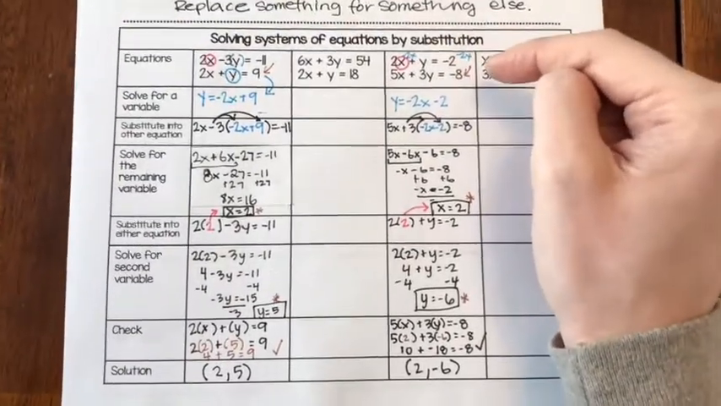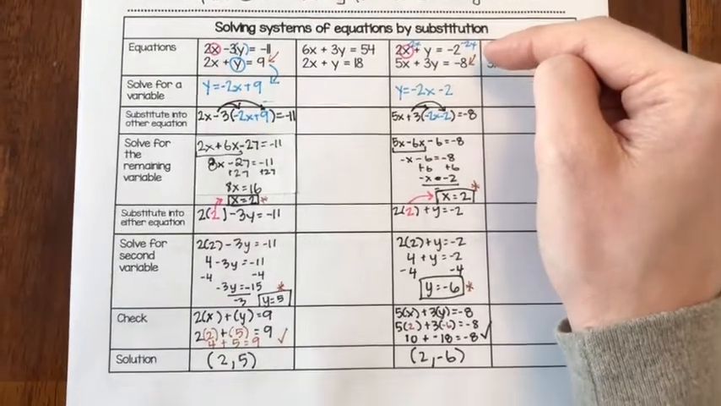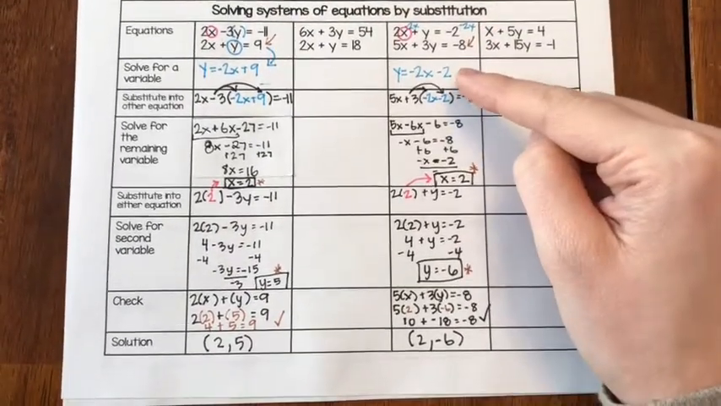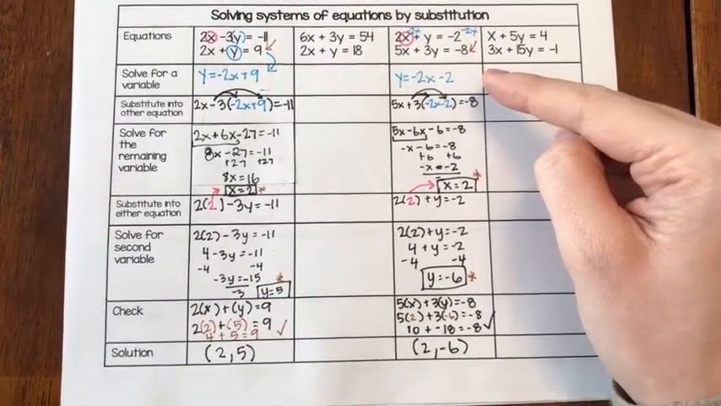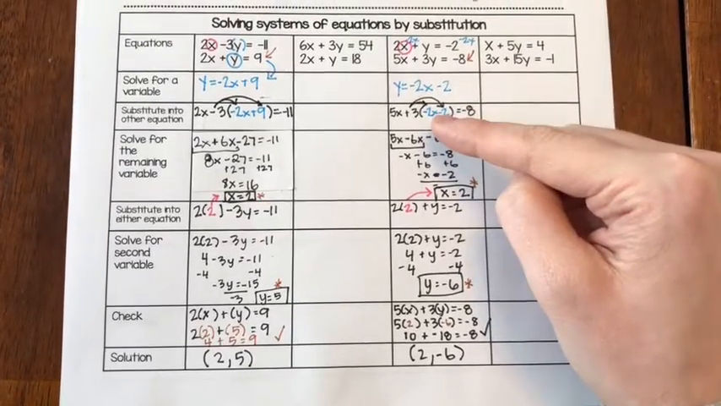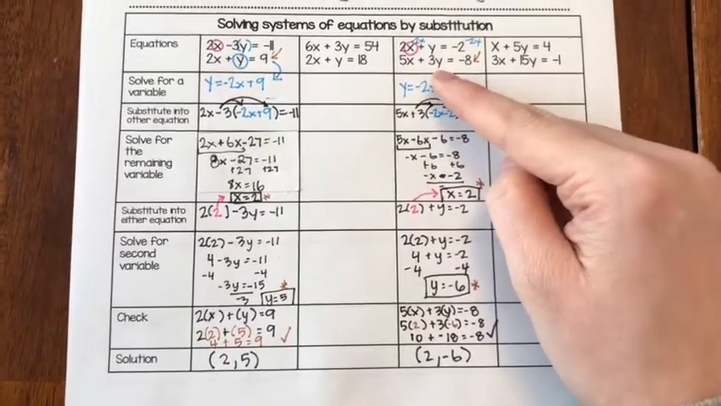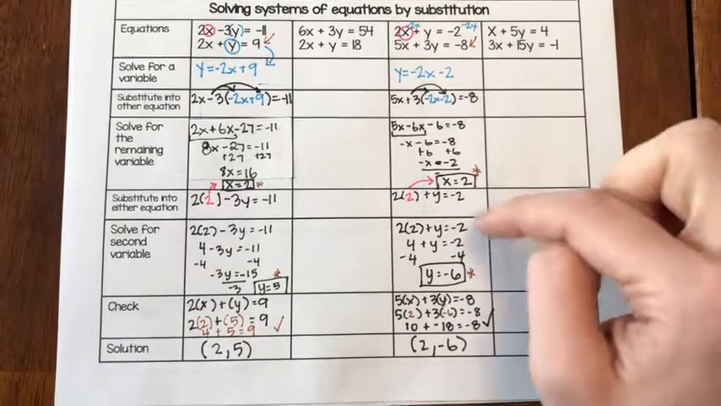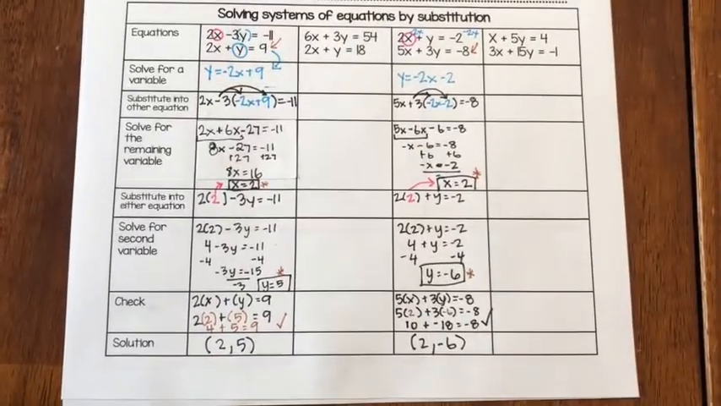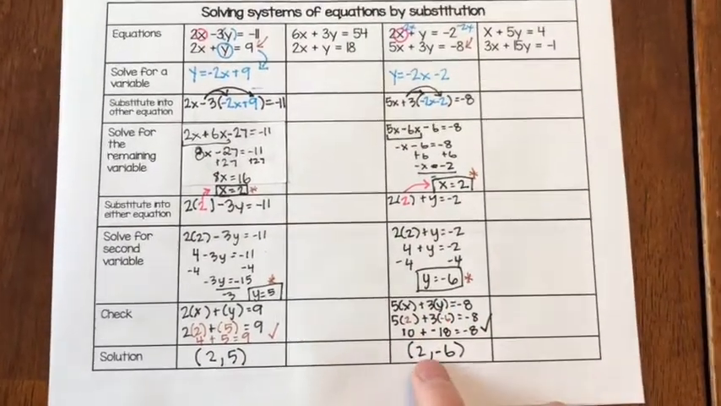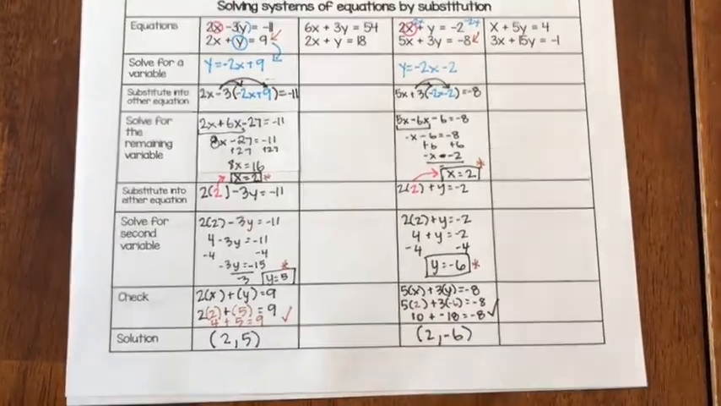Okay, so real quick, I chose to solve for y on our first equation. So I got y equals negative 2x minus 2. I plugged that in for my y value in my second equation, and then I just kind of went down. There you go. So I got 2 and negative 6 as my answers.